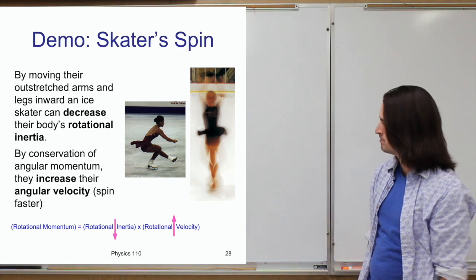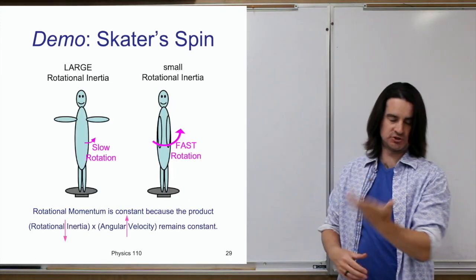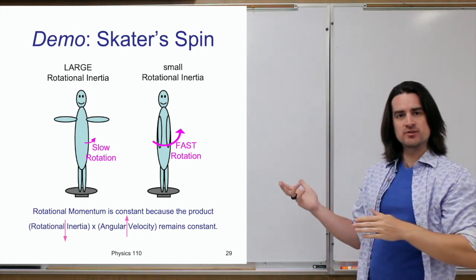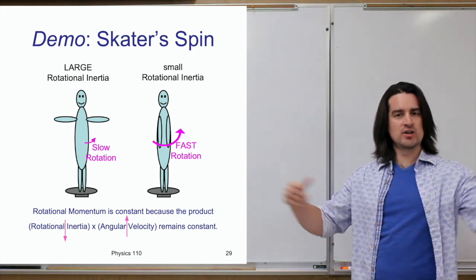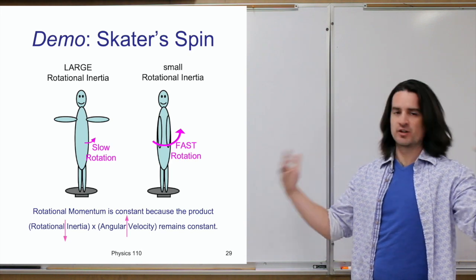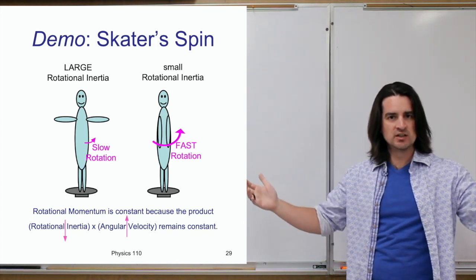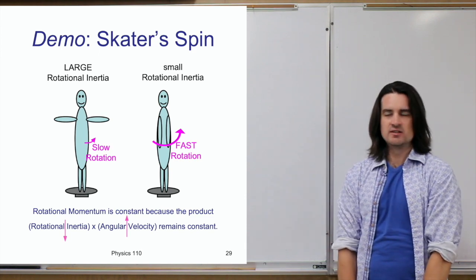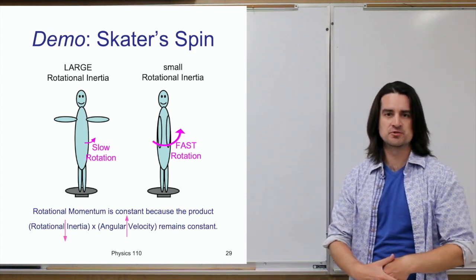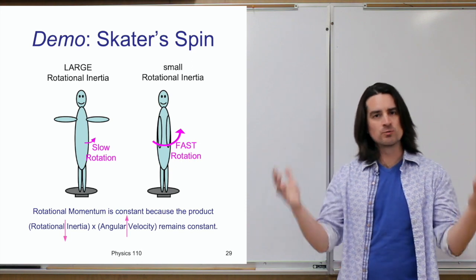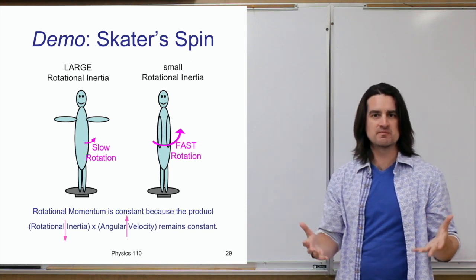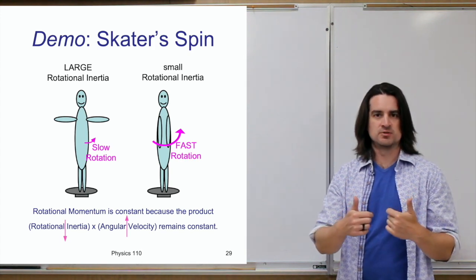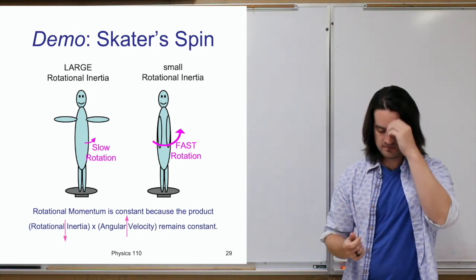Basically, I'm just going to try to show you that demonstration where I'm going to start out spinning around in a circle with my arms out so that I have a larger rotational inertia. And when I pull my arms in or put them to my side, I'm going to decrease my rotational inertia. But since my overall rotational momentum needs to stay the same, that means that my rotational velocity needs to increase. And I'm going to start spinning faster.